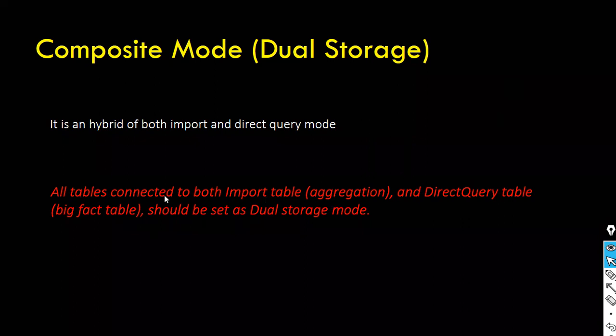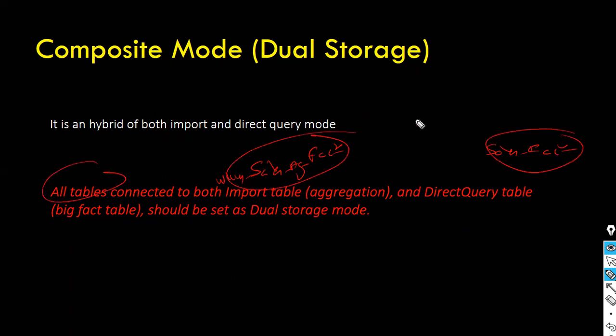In this case, all tables are connected to both the import table and the direct query mode table. So what is this one? The import table in our example is the sales aggregated fact table, which aggregates sales weekly. And this is your sales fact table. It should be said as all tables connected to these import and direct query mode tables. In this case, the customer dimension table.